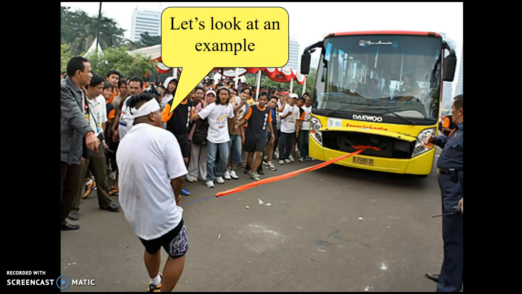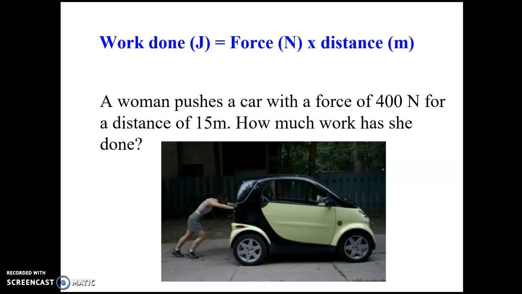Okay, so we can have a look at an example here. Here you can see a man doing a lot of work. He's doing a big force because he's going to pull a bus. And the amount of work he will do is going to be the force multiplied by the distance he pulls the bus. Okay, so here's a nice simple example. A woman pushes a car with a force of 400 newtons for a distance of 15 meters. How much work has she done?